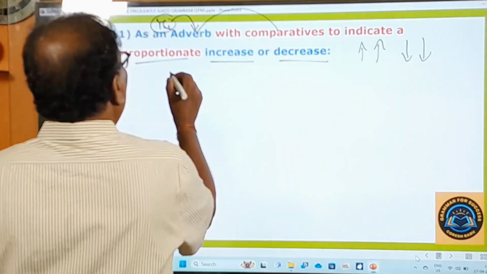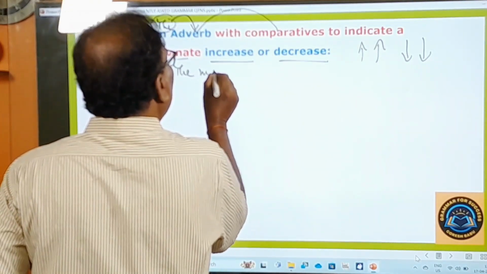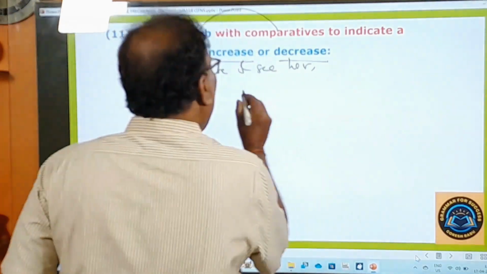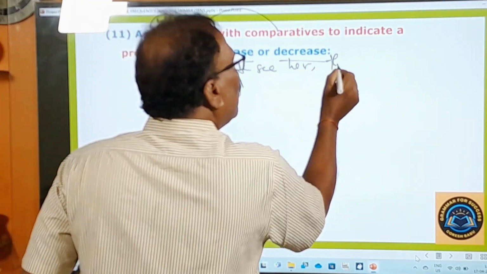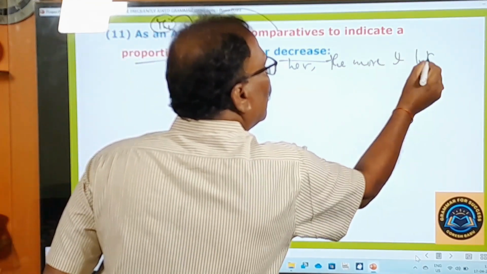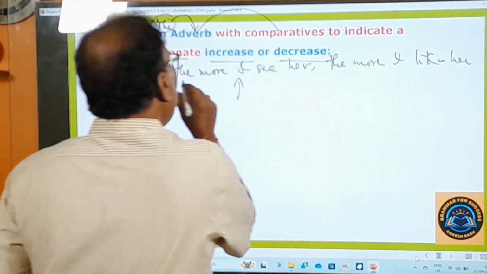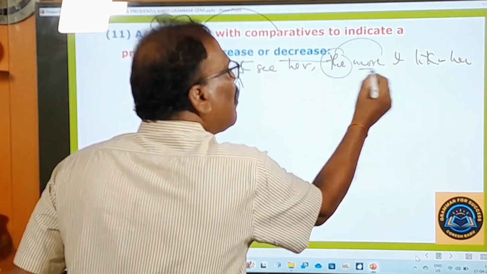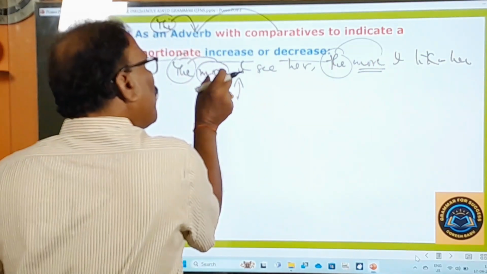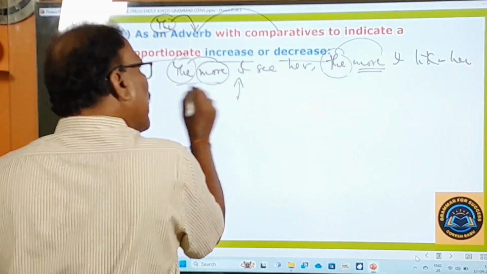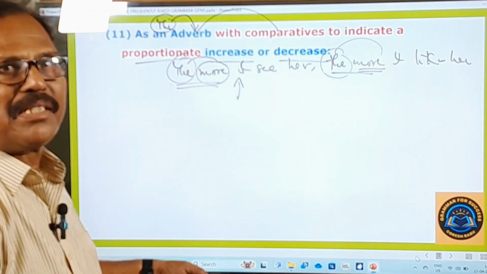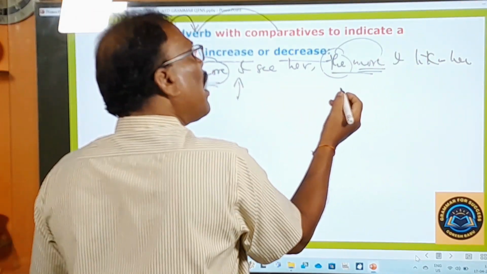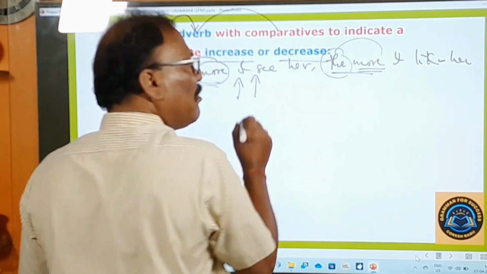For example, the more I see her, the more I like her. Look at this example. The more I see her. So, more is a comparative adjective and the is used here. And again, the is used here along with this comparative adjective. So, the structure of the sentence is like this: the more I see her, the more I like her. The more I see her, the more I like her.